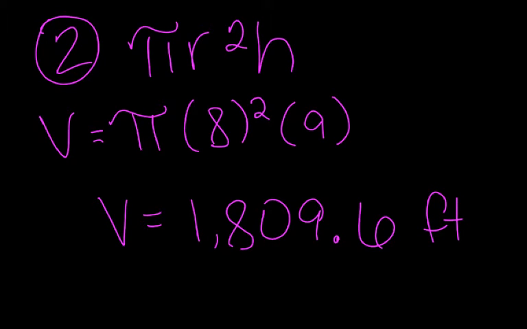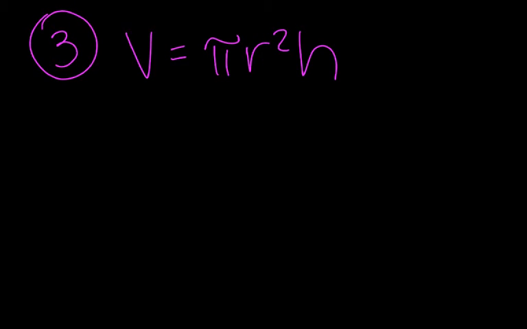Number 2, you're going to write down the formula. Replace the variables with the numbers. It should give you 1,809.6. And something I forgot to do on number 1 is make sure you put feet and make sure you put cubed, because we're looking for the volume. You're looking for how many cubes will fit in the cylinder.